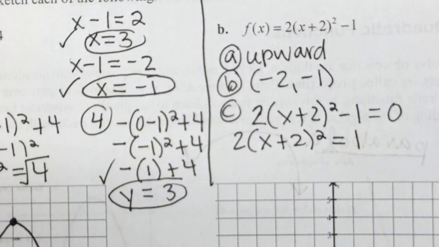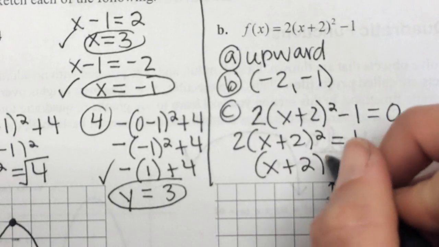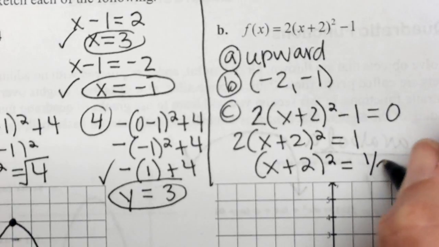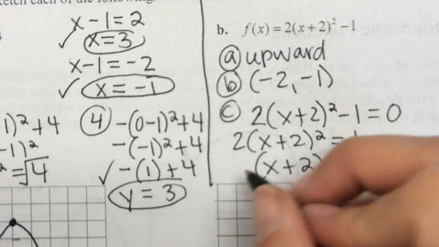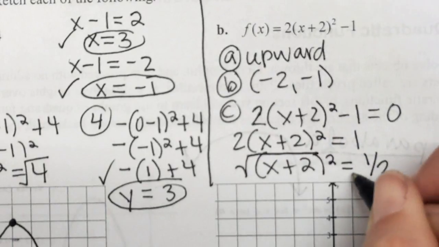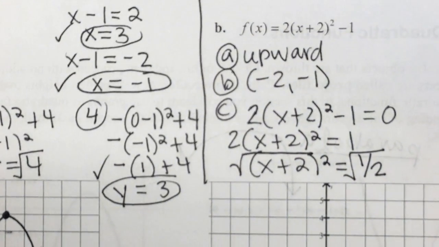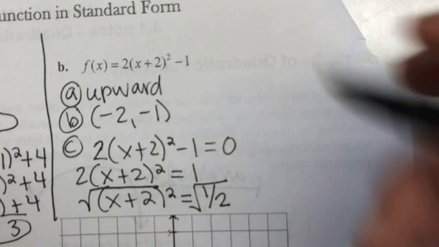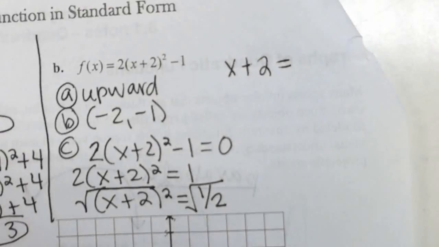Let's divide it by 2 first. That way we get the x by itself. So it'd be x plus 2 squared equals 1/2, right? And now we can do what, Colby, like you were saying? Yes, square root both sides. So this one you can see is not going to be very pretty. Because what's the square root of 1/2? Some decimal, right?